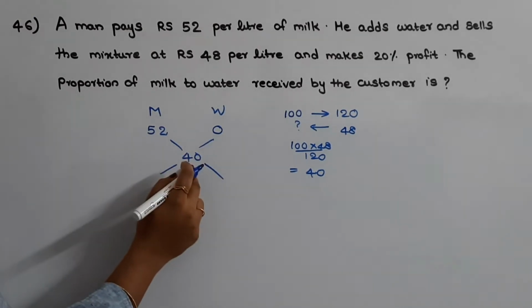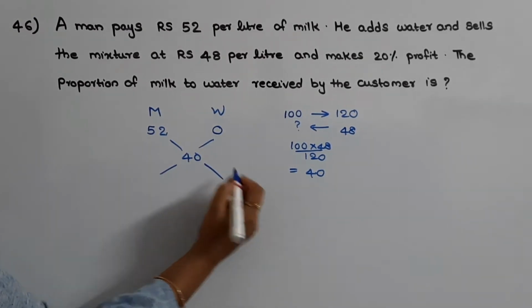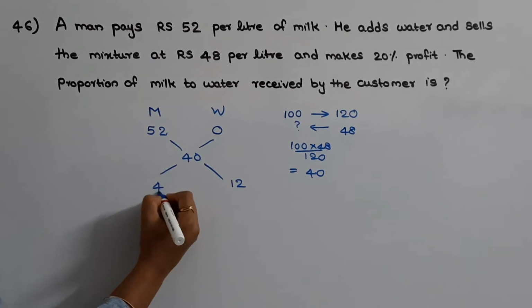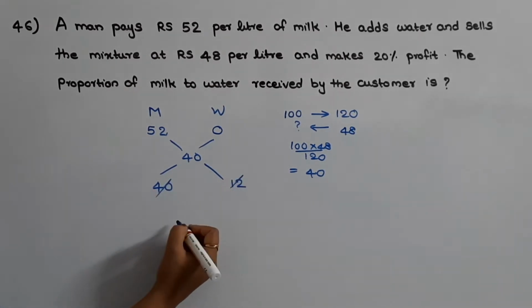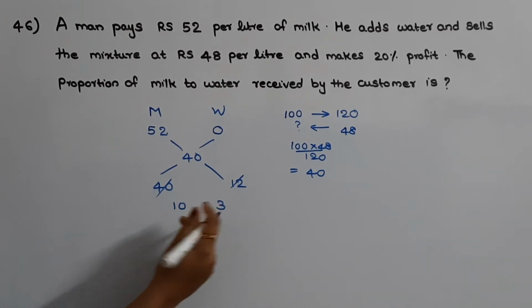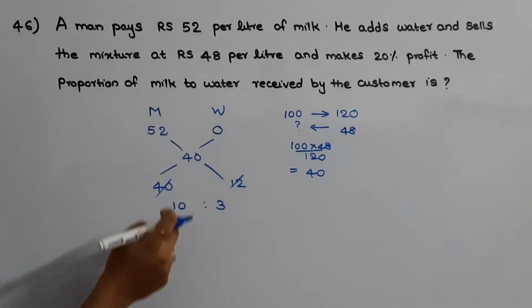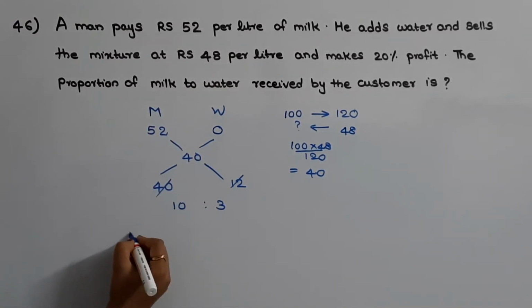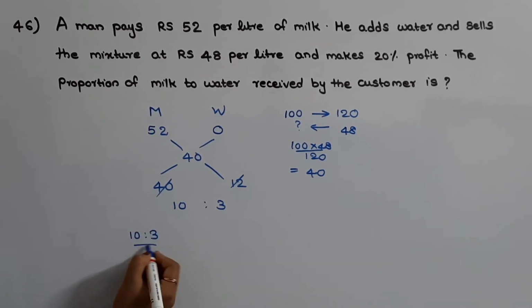So 52 minus 40 is 12 and 40 minus 0 is 40. Okay, now we need to take the ratio. So this will be equal to 10:3. Okay, so the ratio of milk to water is 10:3. So 10:3 is the answer.